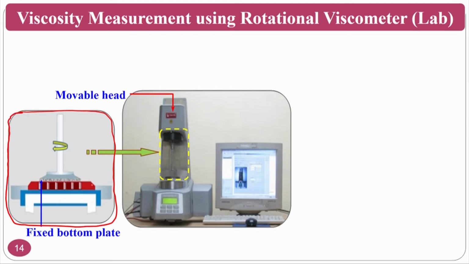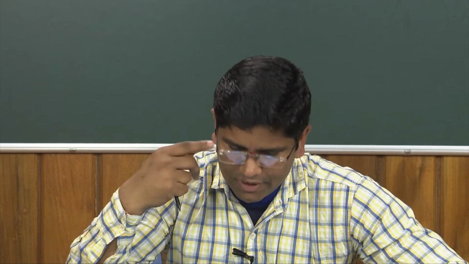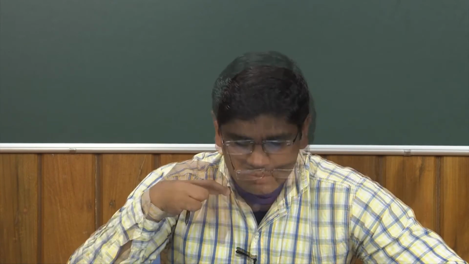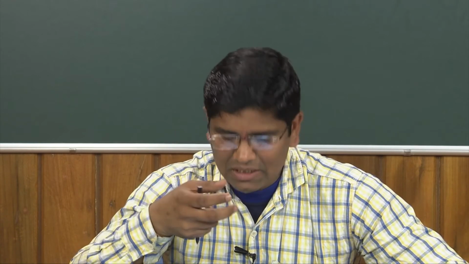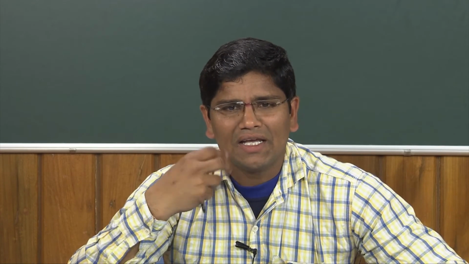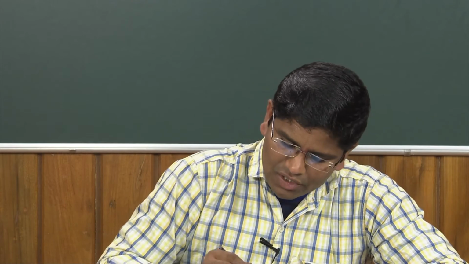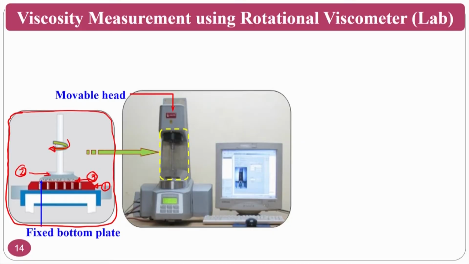This is the fixed bottom 1, and this is the rotating plate 2, and in between there is a medium. This is called 3. The bottom 1 has temperature increment or decrement options also, because some of the cutting fluids or some of the fluids that one wants to check may need to be checked at higher temperatures also. So, for that purpose, there are temperature increment and decrement options, and you give the rotation to the top plate by keeping the bottom plate constant.